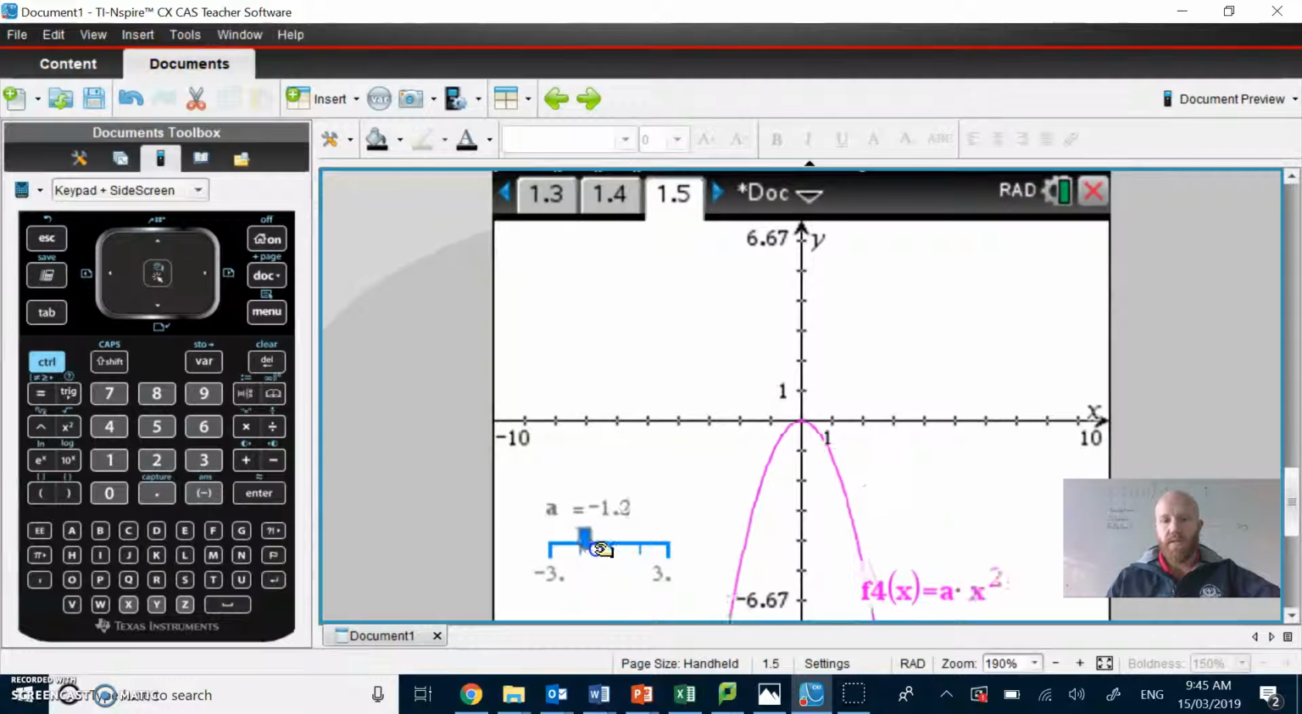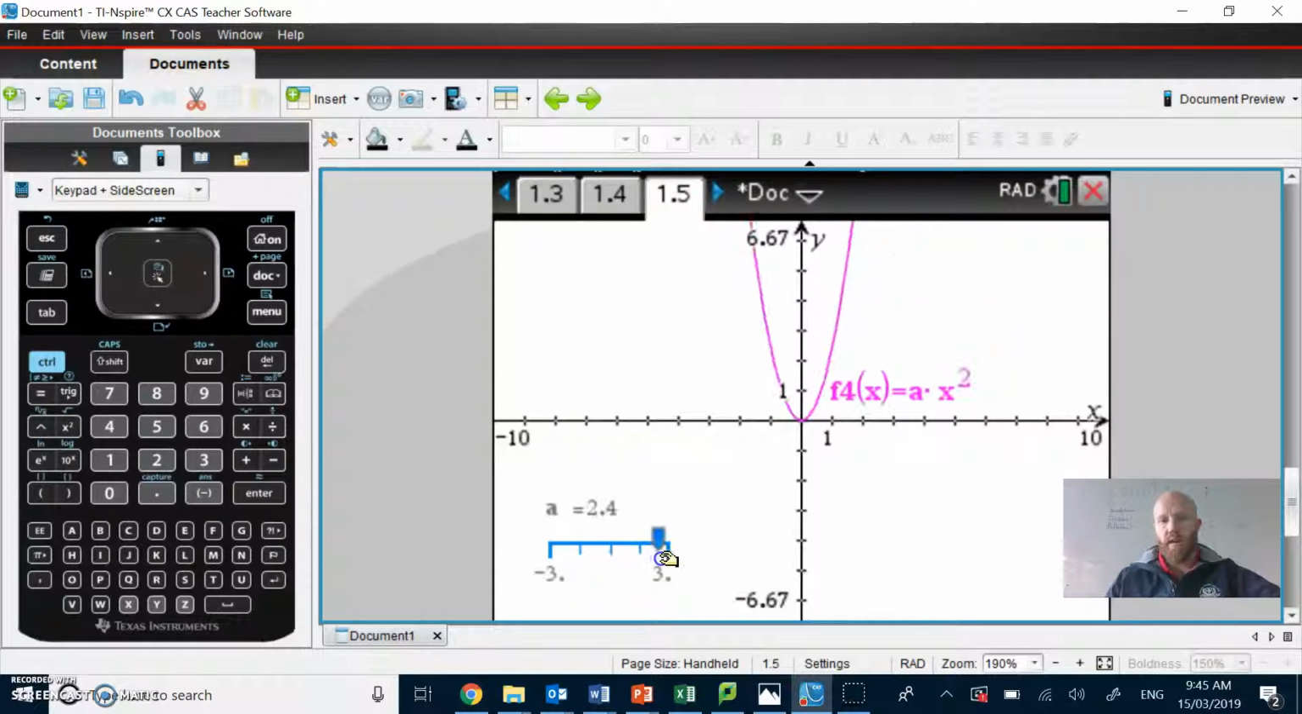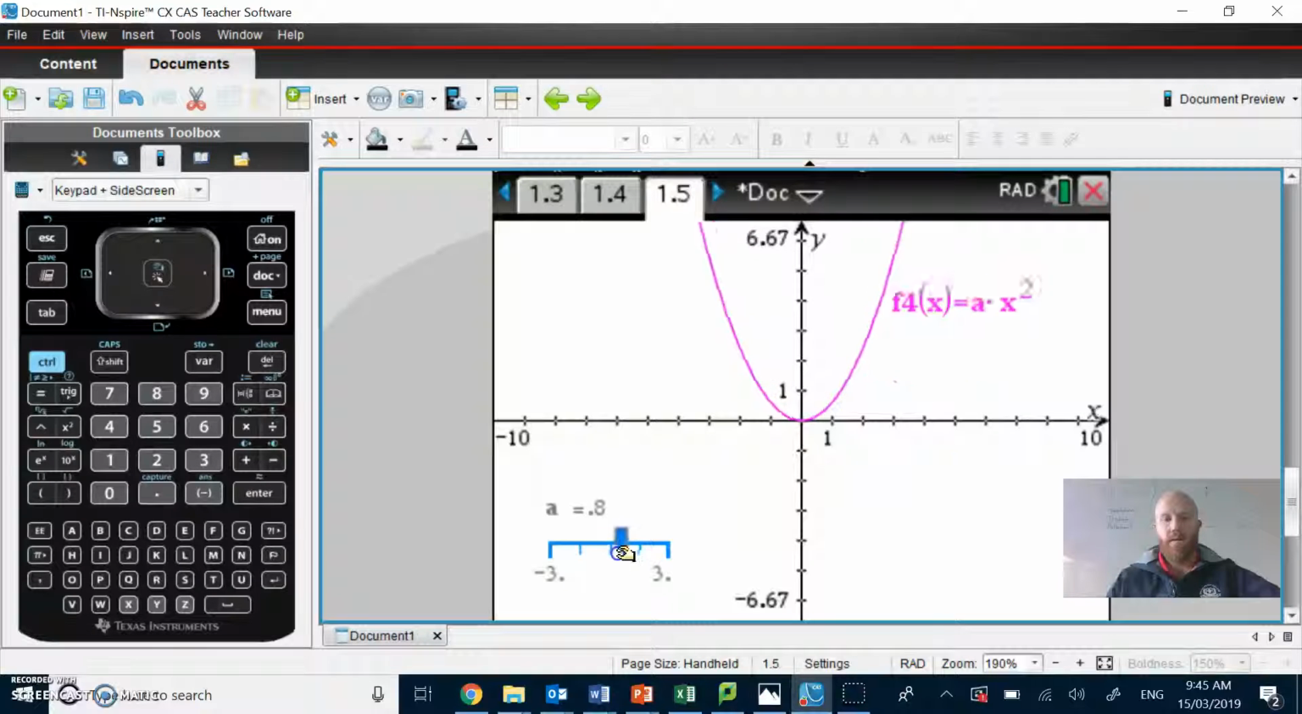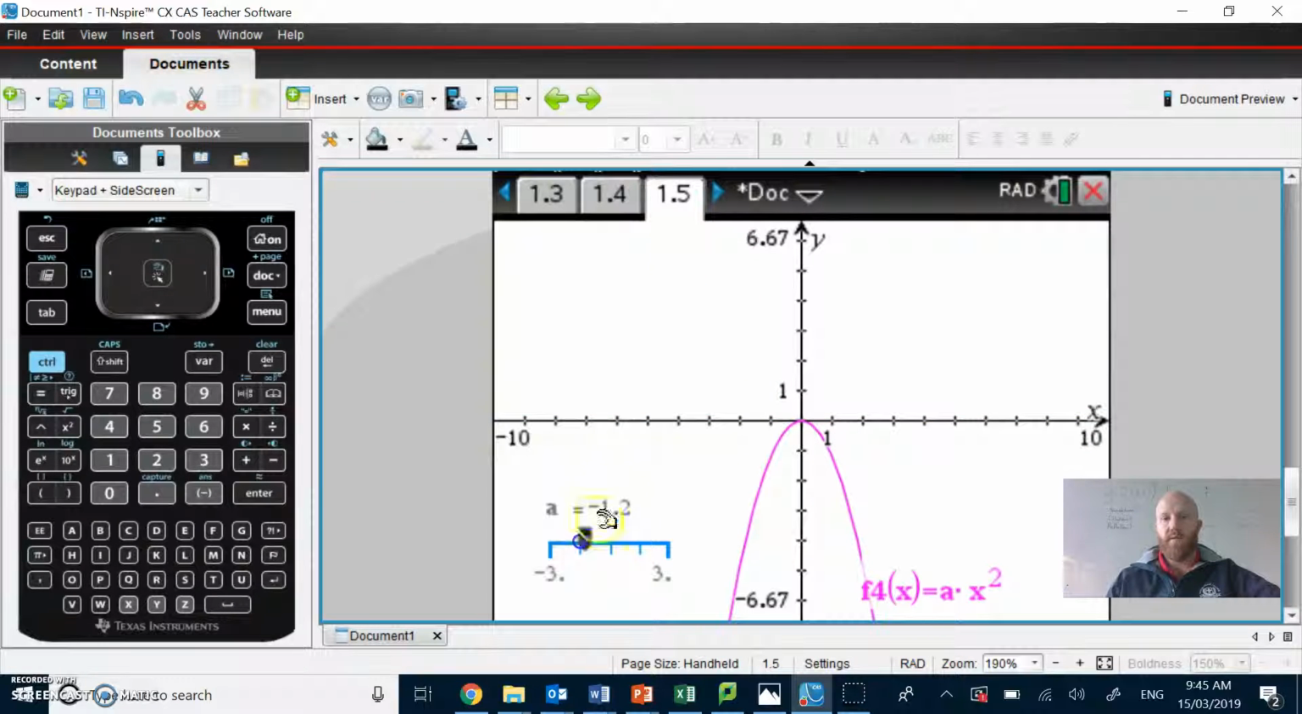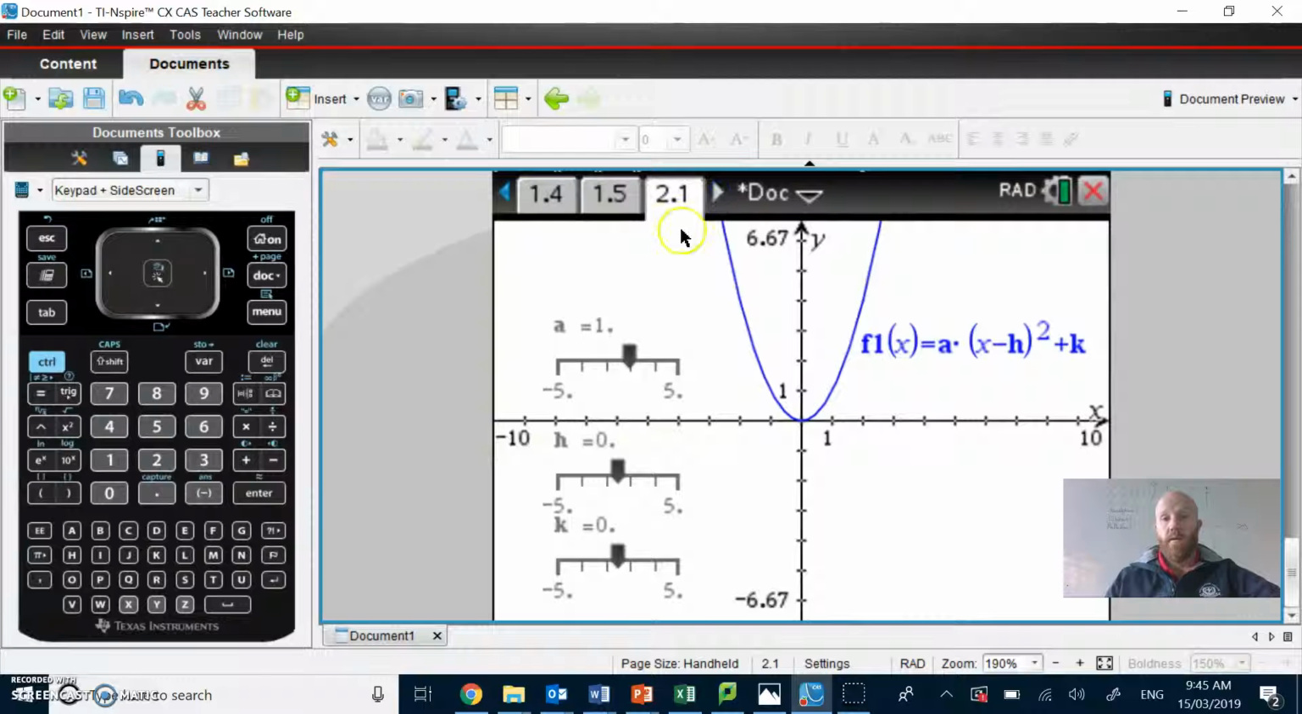So dilations, think about pupils dilating, opening, widening, and reflections, upside down. You are going to have to look at all three of these at once.